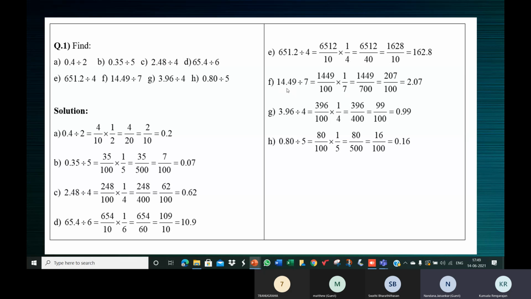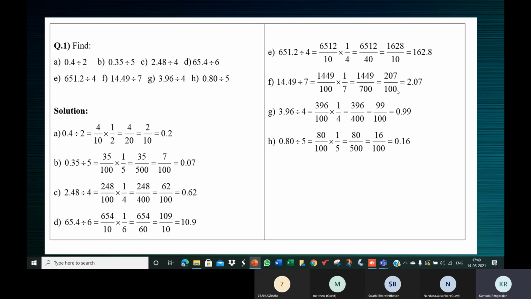So children, 14.49 divided by 7, I told you. First write 14.49 as 1449 by 100. Division becomes multiplication. 7 by 1, reciprocal is 1 by 7. Then multiply the numerators, multiply the denominators. You can simplify both the numerator and denominator by 7. Do the simplification. You get 207 by 100.